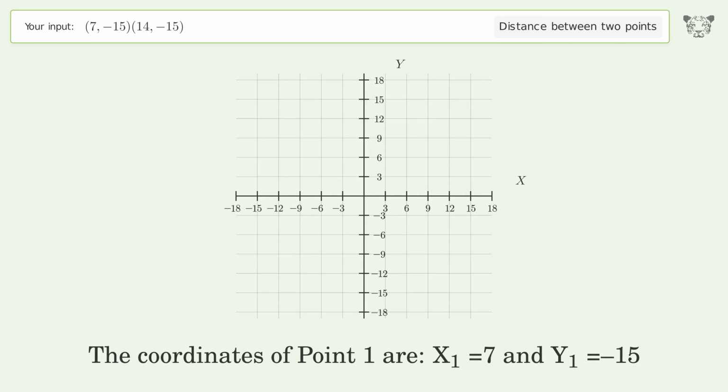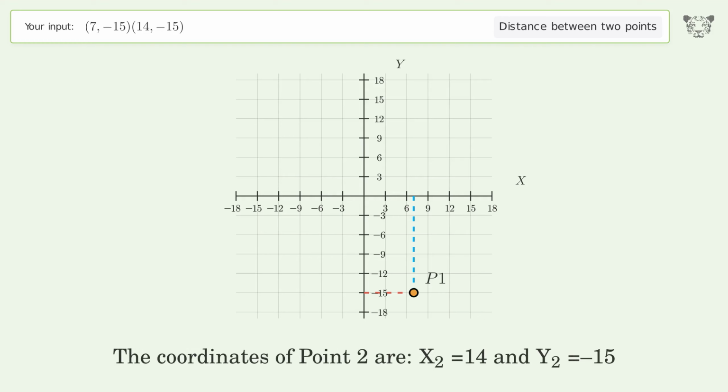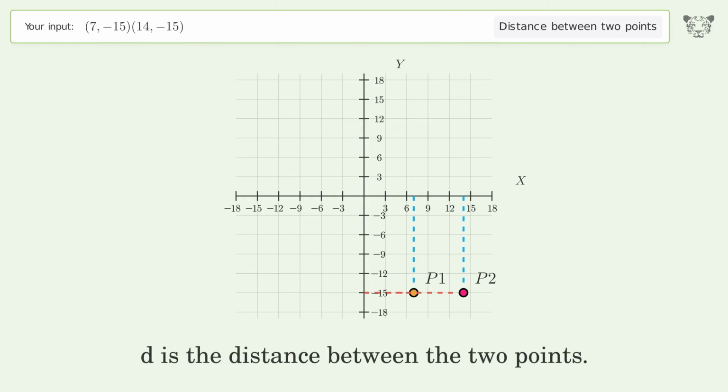The coordinates of point 1 are, x1 equals 7 and y1 equals -15. The coordinates of point 2 are, x2 equals 14 and y2 equals -15. D is the distance between the 2 points.